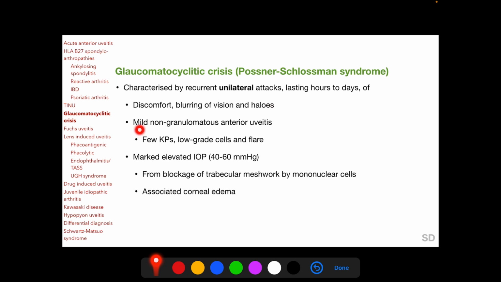There may be mild non-granulomatous anterior uveitis with few keratic precipitates and low-grade cells and flare, but there is a marked elevation of intraocular pressure. So this is the primary feature of the disease associated with a mild anterior uveitis, and the pressure may be 40 to 60 mm of mercury, and it is said to result from blockage of trabecular meshwork by mononuclear cells.